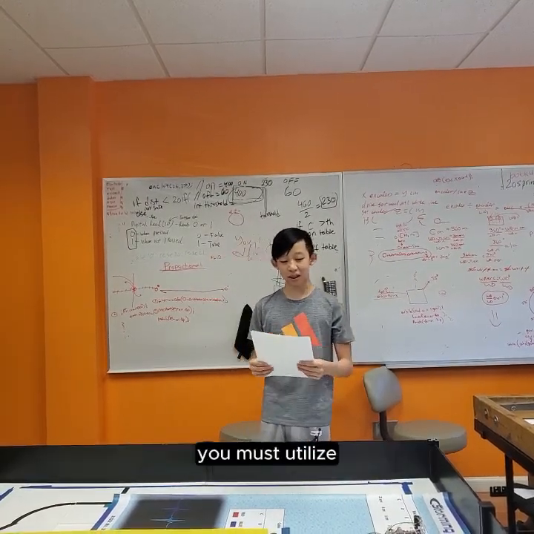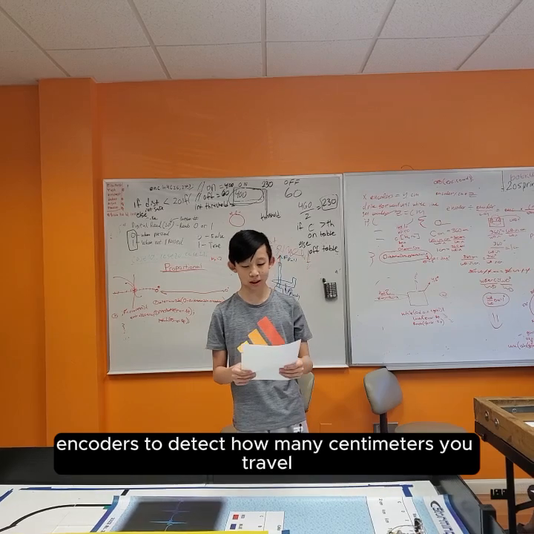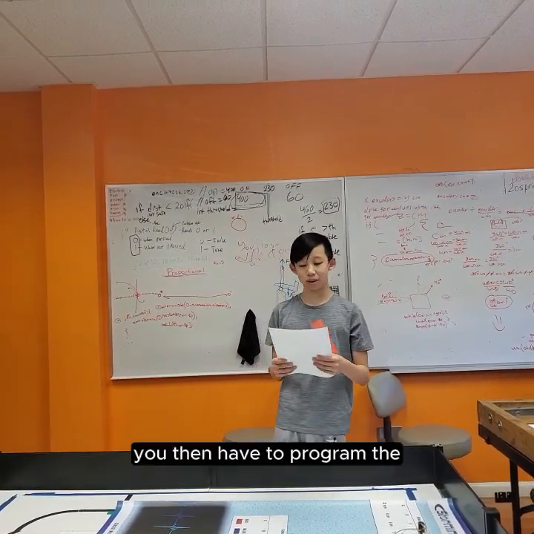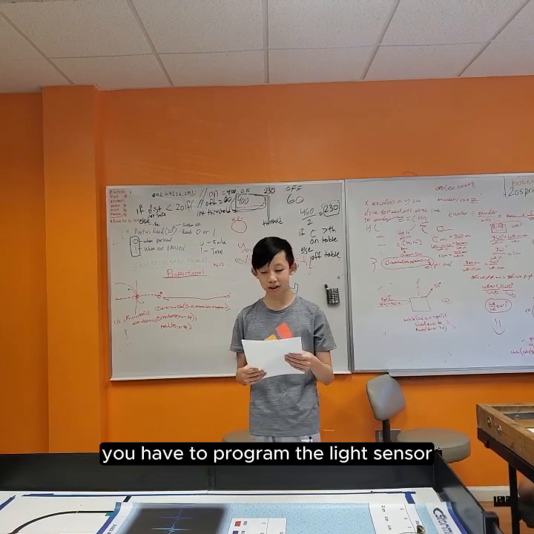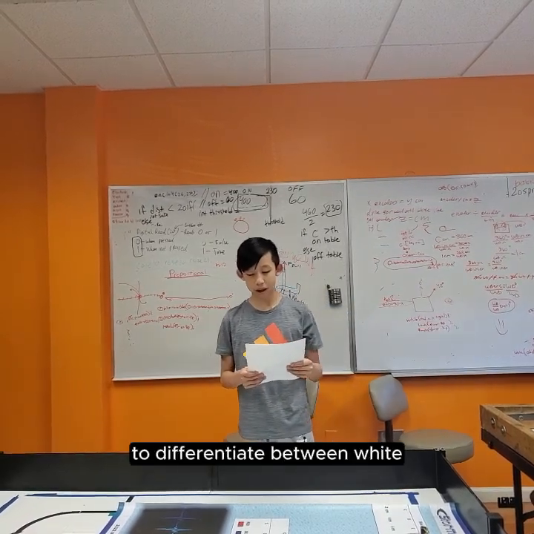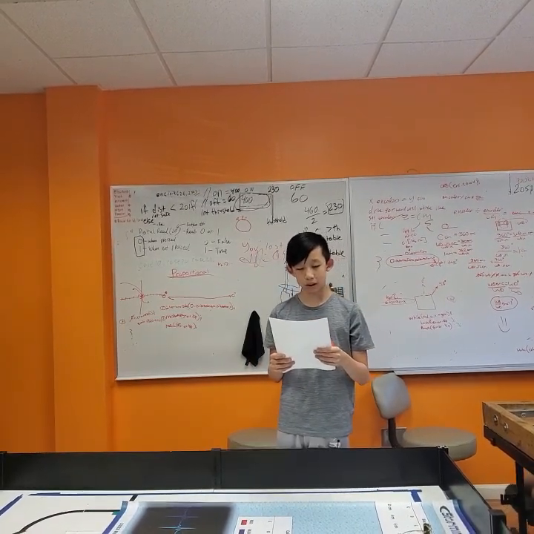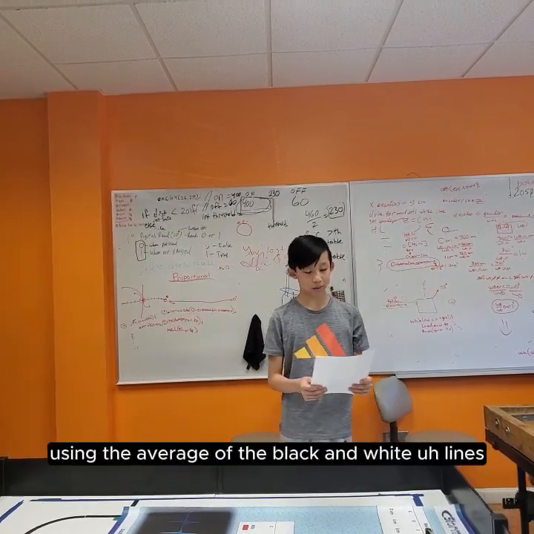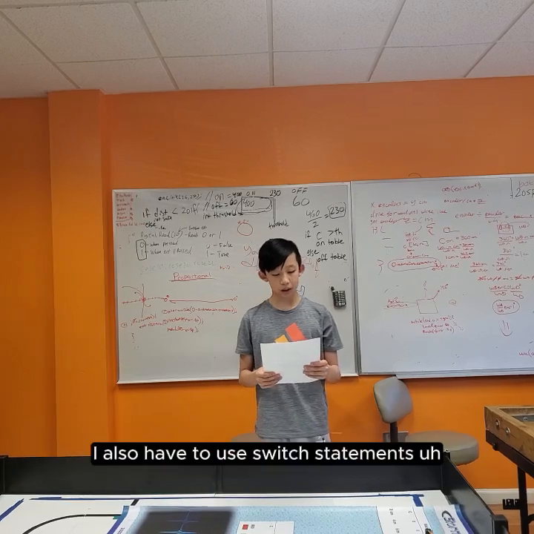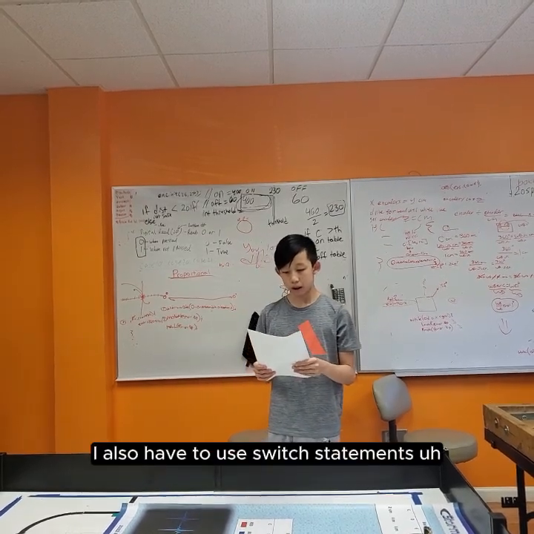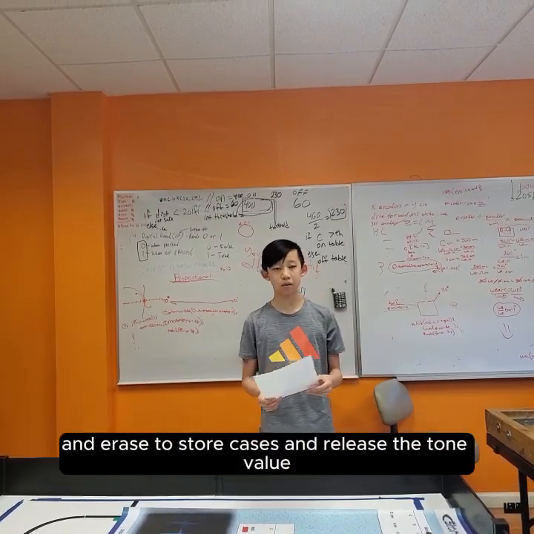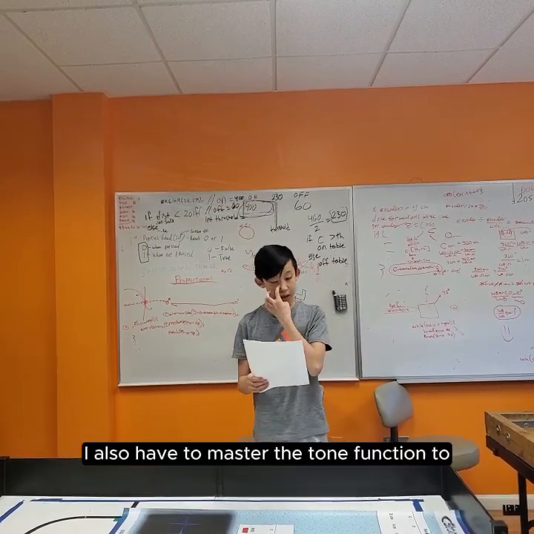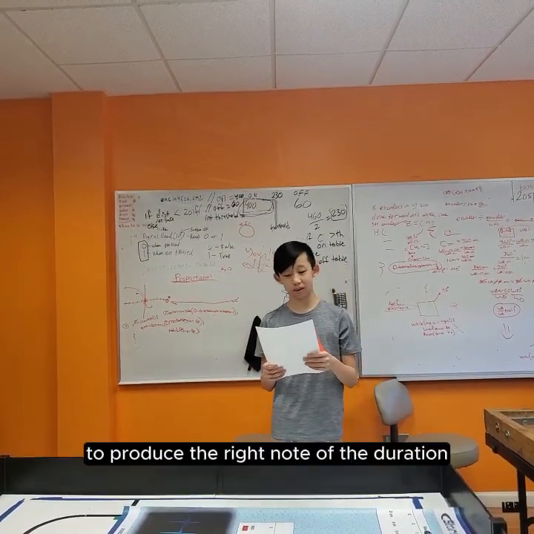First, you must utilize encoders to detect how many centimeters you traveled on the black lines. You then have to program the light sensor to differentiate between white, black, and silver. I have to calculate the threshold using the average of the black and white lines. I also have to use switch statements and arrays to store cases and release the tone value. I also have to master the tone function to produce the right note.